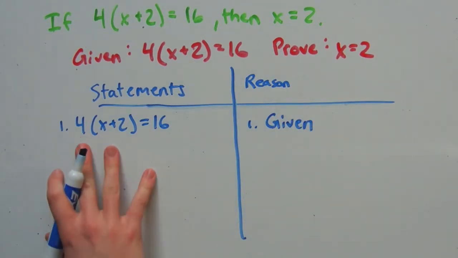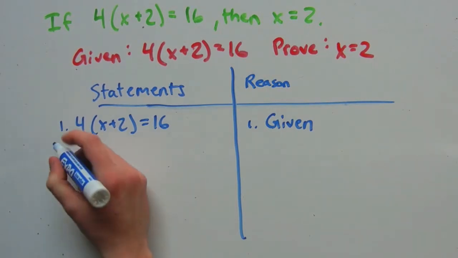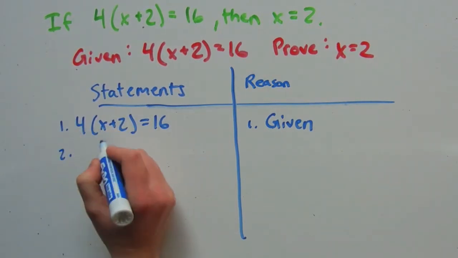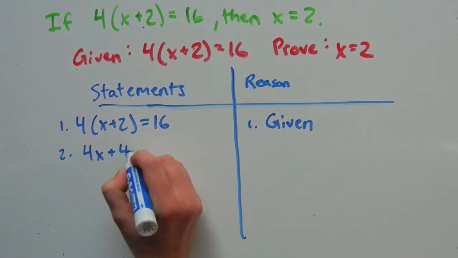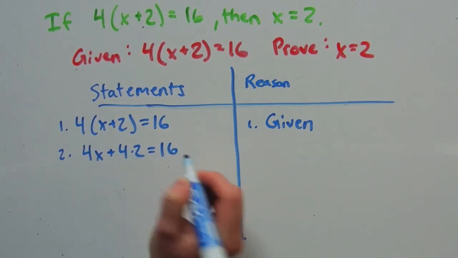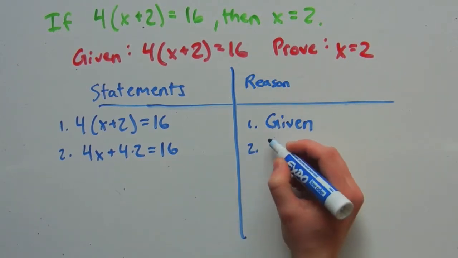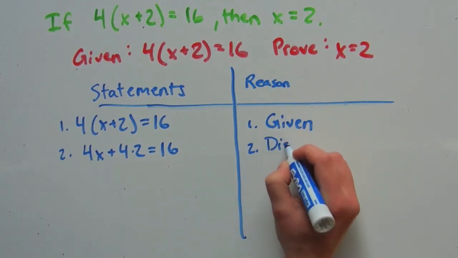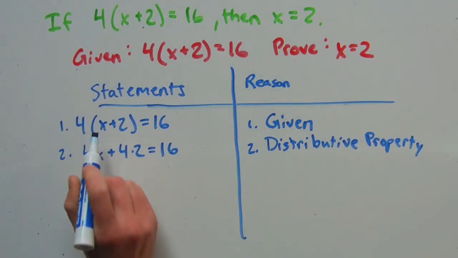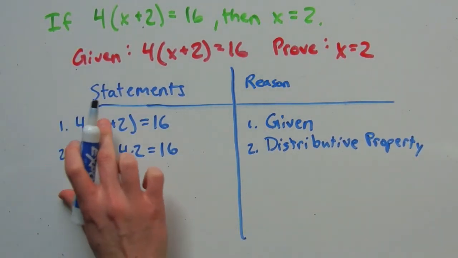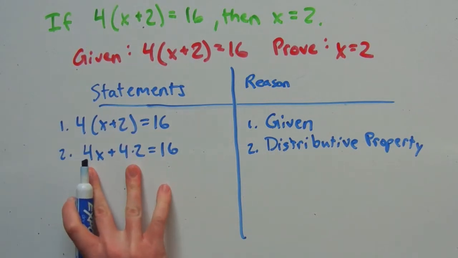Now let's use the distributive property and distribute this. So distributing the 4, we get that 4x plus 4 times 2 equals 16. And that's where we use the distributive property. Because we're taking this 4 and multiplying by the 2, and taking the 4 and multiplying by the x, and adding those together.